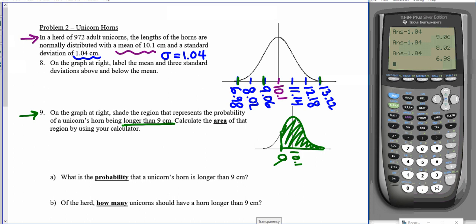All right, so let's go into our calculator. We're going to do a second distribution again. Normal CDF. My lower bound for this one is going to be the left side. The left side is 9. My upper is going to be the right side. Well, my right side over here goes up to infinity. So I usually am just going to type a bunch of 9s. Doesn't matter exactly how many I type. My mean was 10.1. And my standard deviation was the 1.04.